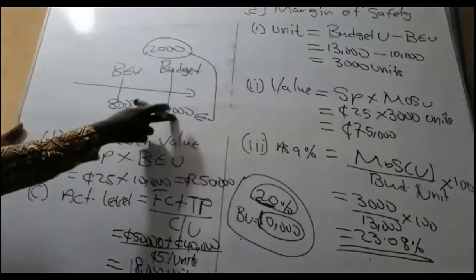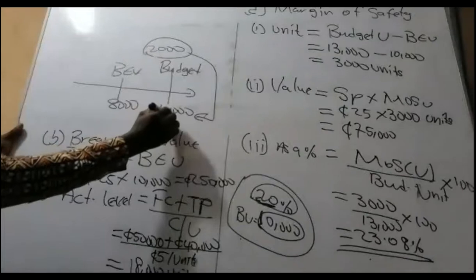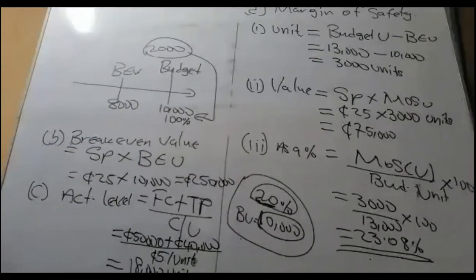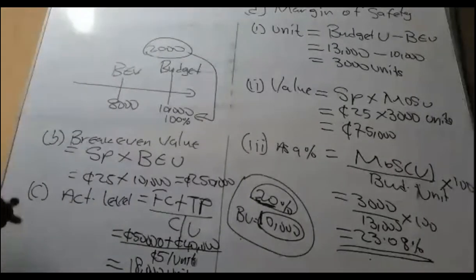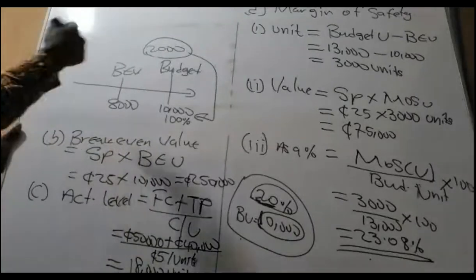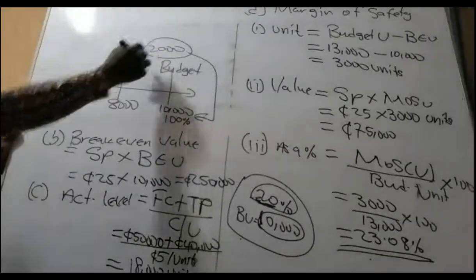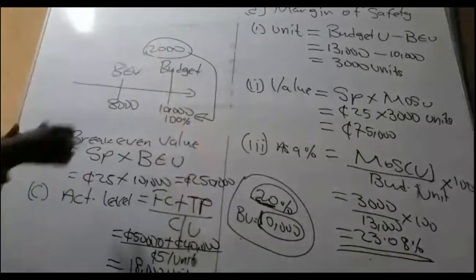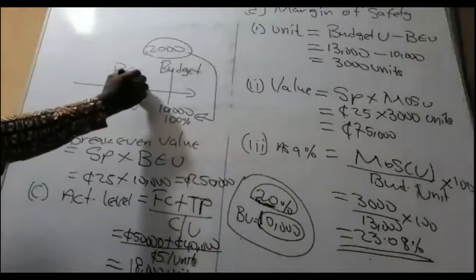Good. And always, the break-even is 100, so the budget is 100%. If this represents 100%, because that's the budget, then the break-even will be less of the safety. So the safety must be taken out. Now, the margin of safety will be the 2,000 divided by the 10,000. That will give us 20%. So the margin of safety is 20%.